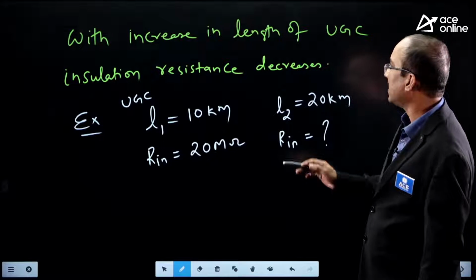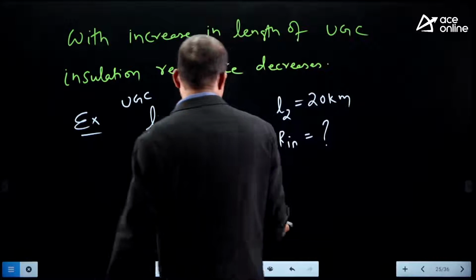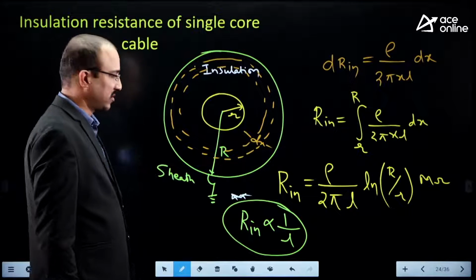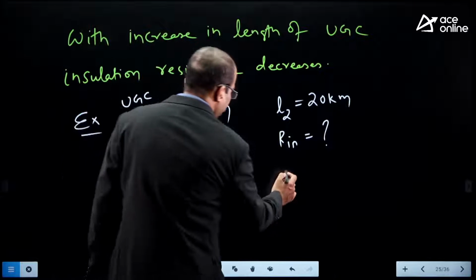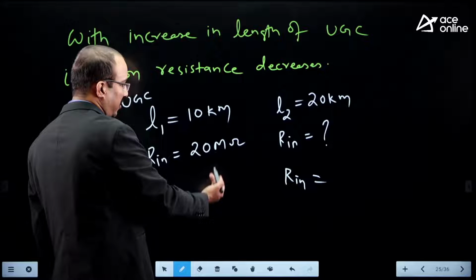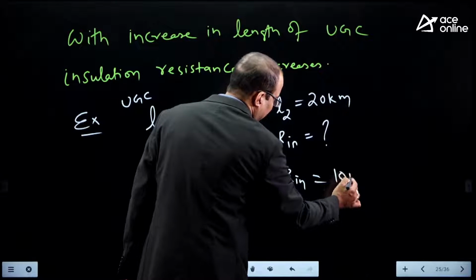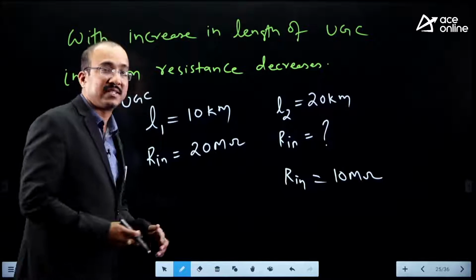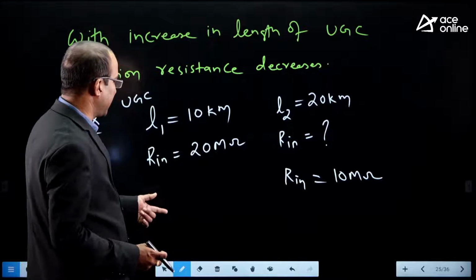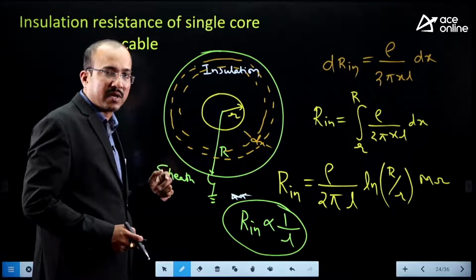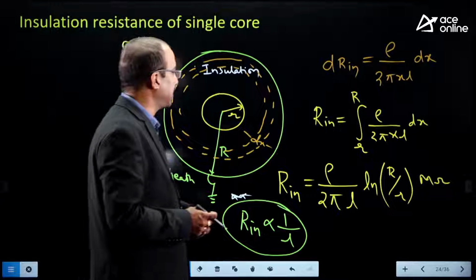Insulation resistance is inversely proportional to length. So in this case, as the length is doubled, the insulation resistance will be halved, 10 mega ohms. Whereas the conductor resistance will be directly proportional to length. Why does it so happen here?